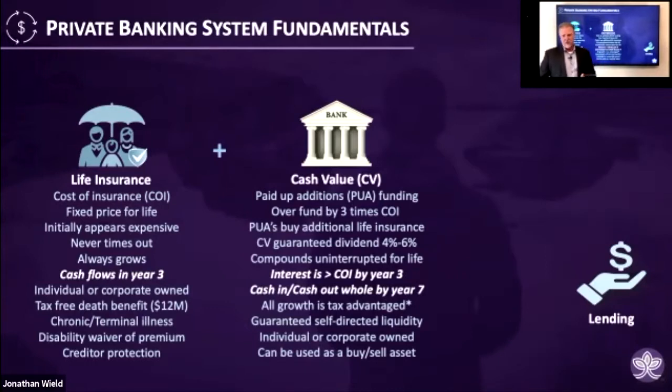The interest is greater than your cost of insurance by year 3. Your cash in, cash out whole by year 7, meaning everything that you put in, you have available to use. All the growth is tax advantaged. Basically, I'll talk about how you borrow the money, not withdraw the money. How you never ever create a taxable event, right? It's very similar to a Roth IRA, where as long as it's used correctly, there'll be no taxable event. So let's talk about just the value of not having a taxable event.